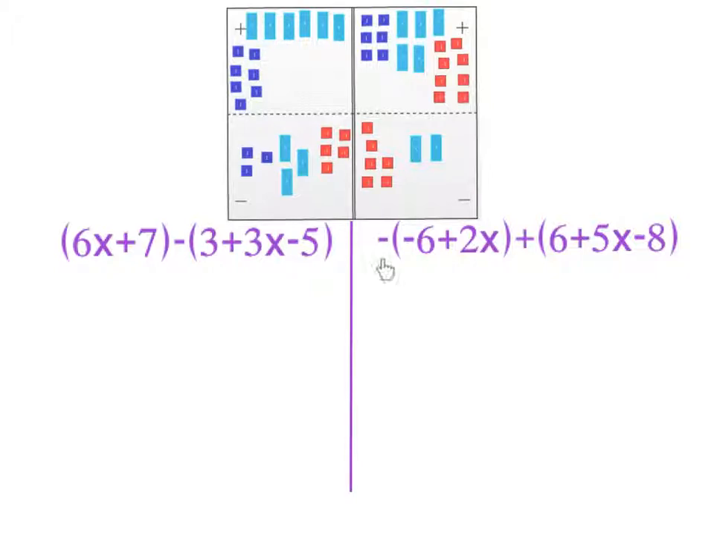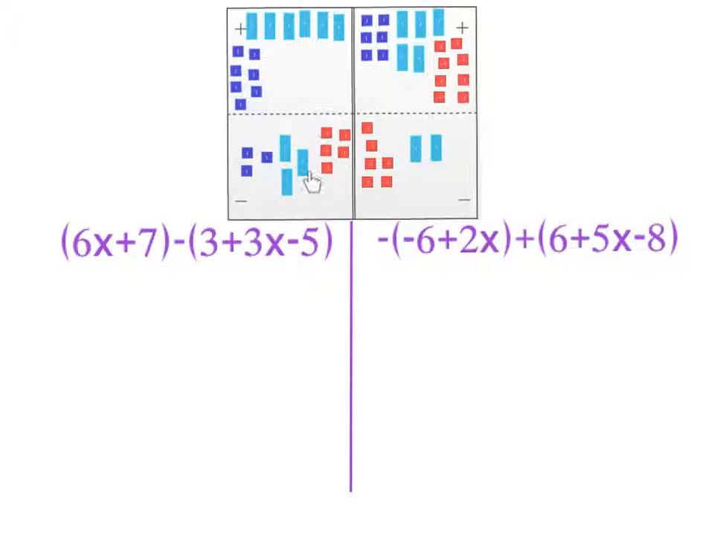On the right-hand side, in the opposite region, we have a group of 6 negative units and 2 positive x's. In the positive region, we have 6 positive units, 5 positive x's, and 8 negative units.